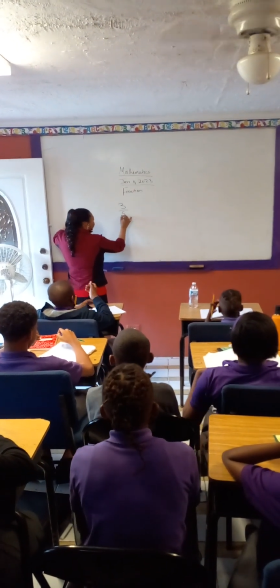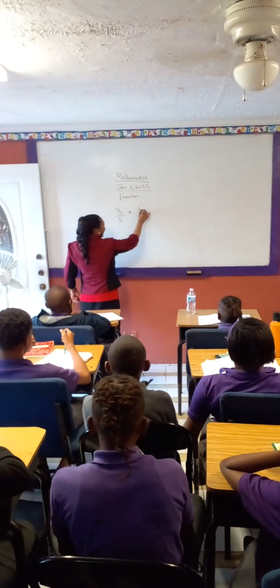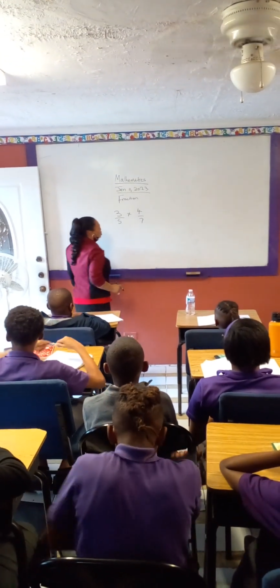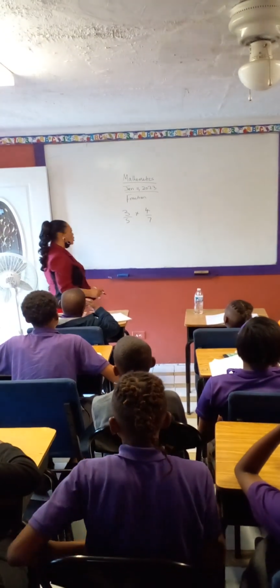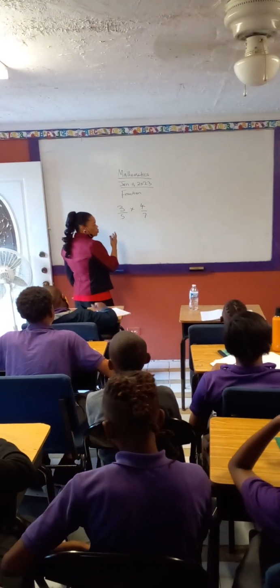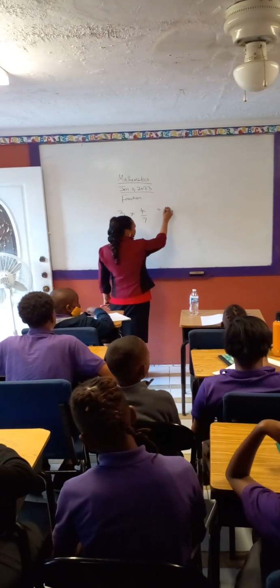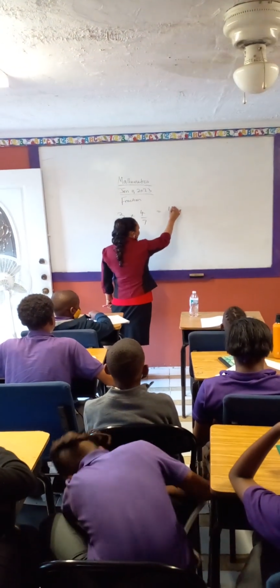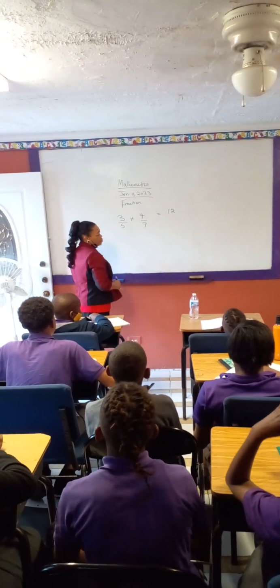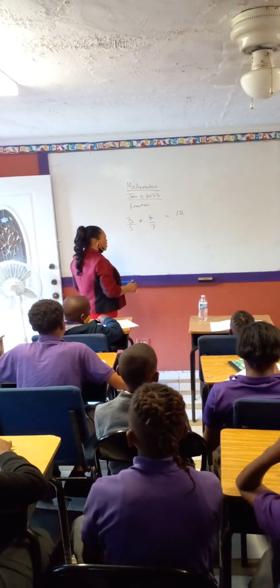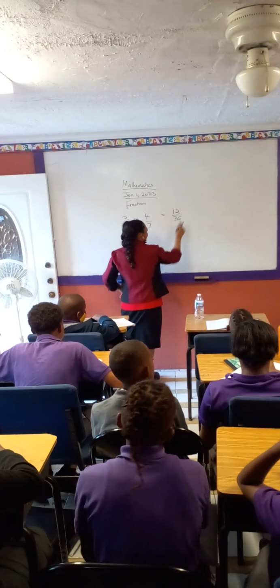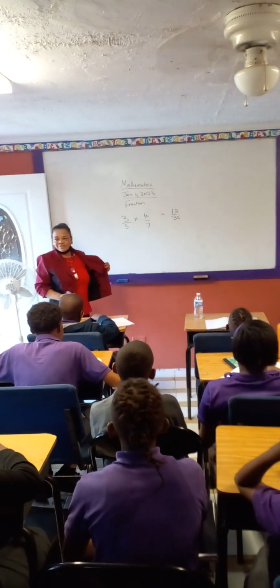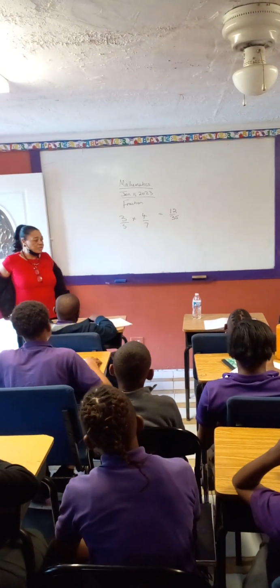I give you 3 over 5 to multiply by 4 over 7. What am I supposed to do? I'm going to multiply. 3 times 4 is going to give me 12. And then I'm going to multiply 5 times 7. And what is 5 times 7 going to give me? 35. So I have 12 over 35.